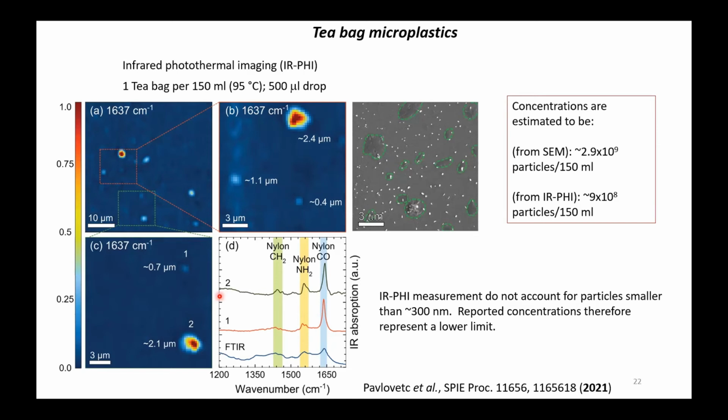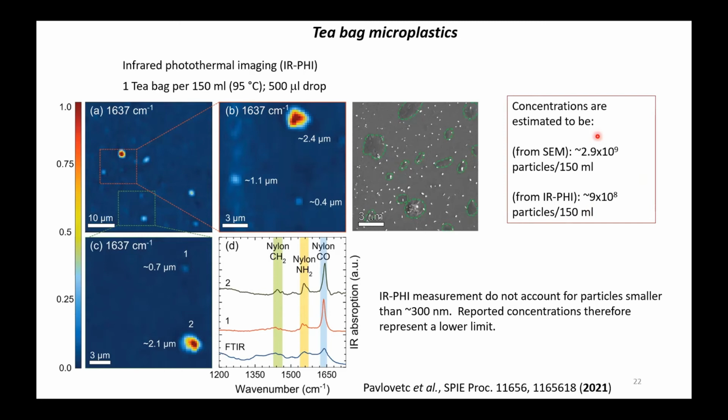By taking lots and lots of these measurements, we can come up with a concentration, of how many particles were released into the water. We can compare it to SEM, of course. From IR PHI measurements we get numbers that, to be honest, are 10 times less than the reference that I showed you, but it is nonetheless a very high number, just shy of 1 billion particles per cup of tea. From SEM we get a number 3 times higher, and this is quite a discrepancy.